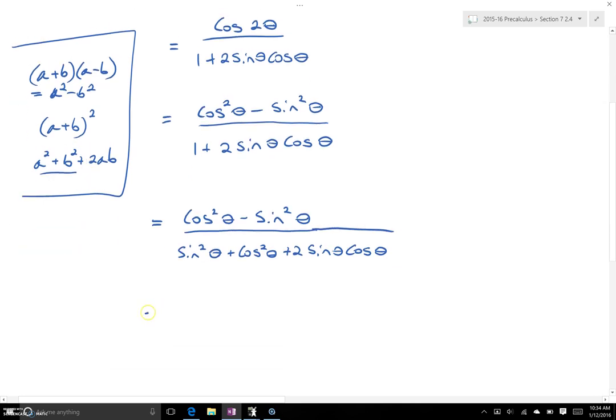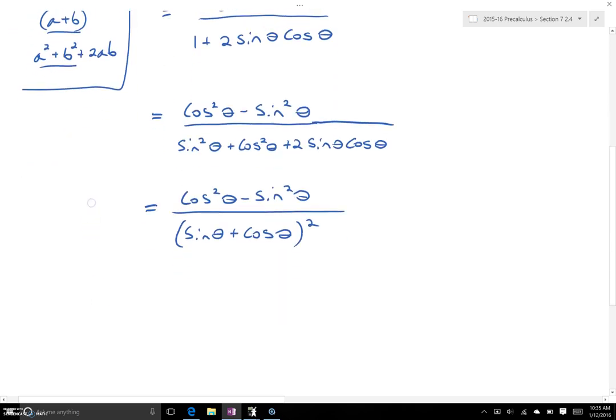Alright, and then we can manipulate the bottom, using the fact that we know that's a squared binomial term with sine and cosine. So this is going to be sine theta plus cosine theta, the quantity squared.